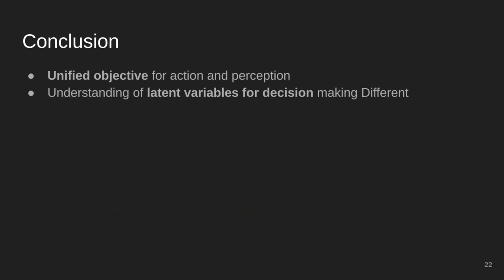So last but not least, the conclusions. Basically, the authors introduced a unified objective for action and perception, more like a unified framework for objective. And one important aspect of it was that it was consistent with the objective over time. As I said, we did not discuss this into the details. The other thing that the authors did was that they provided an understanding over the latent variables, how they influence decision making, and basically this was discussed in the examples, and as a result, the information gain was kind of the fruit of this study about the latent variables.